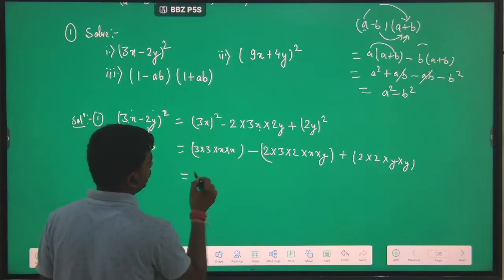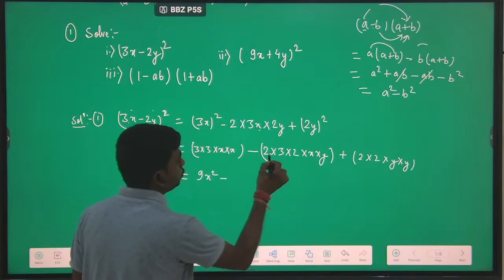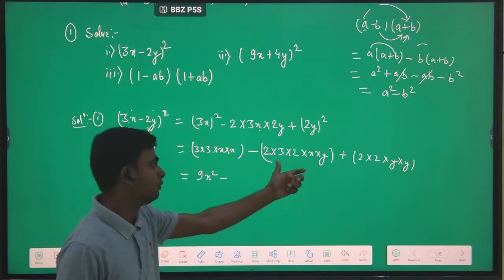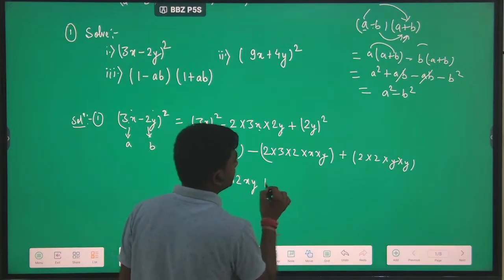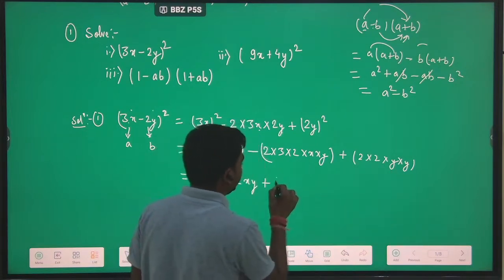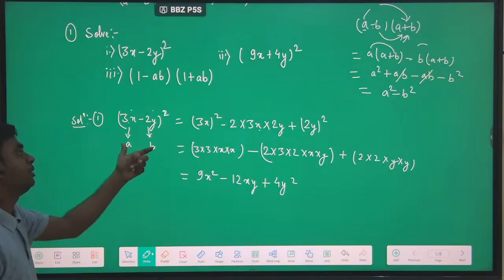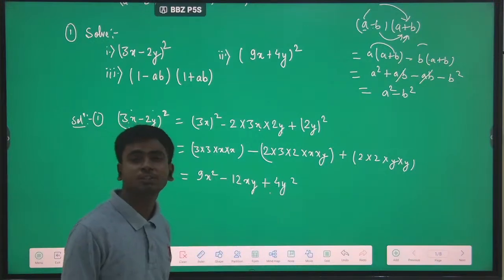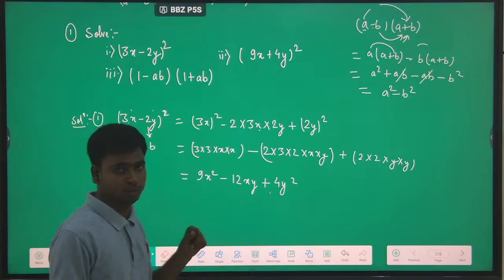We will get 3 into 3 as 9, x into x is x square, minus 2 into 3 into 2. 2 into 3 is 6, 6 into 2 is 12. So we will get 12xy, plus 2 into 2 is 4, y into y is y square. So we will get 4y square. So the value of this, using the identity a minus b to the power 2, is 9x square minus 12xy plus 4y square. Okay, so by using identities, we can solve this type of question.